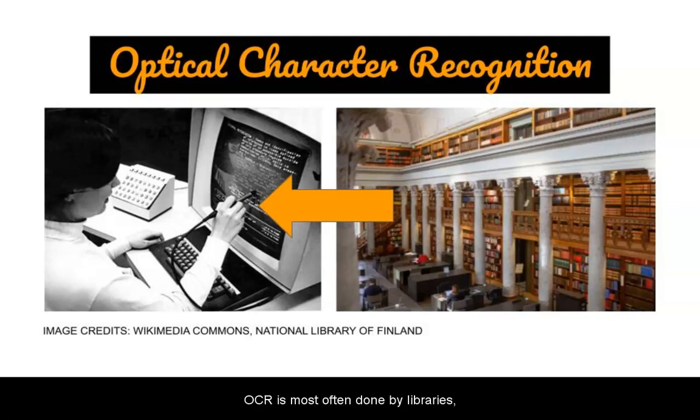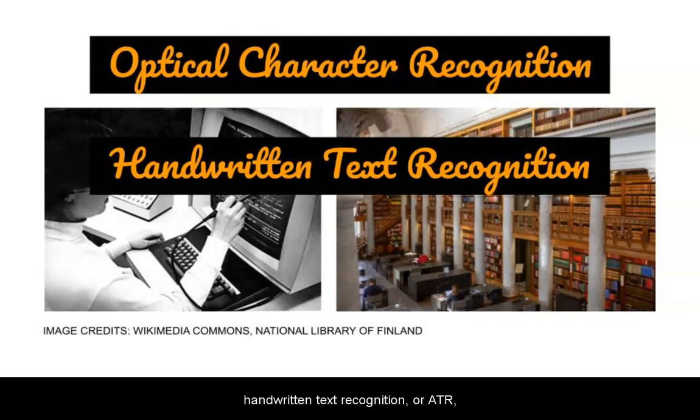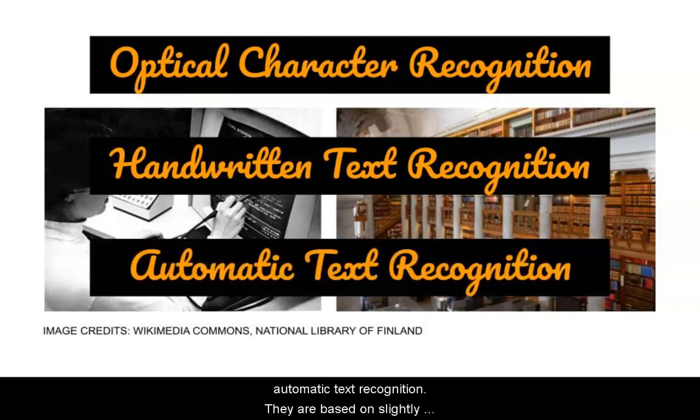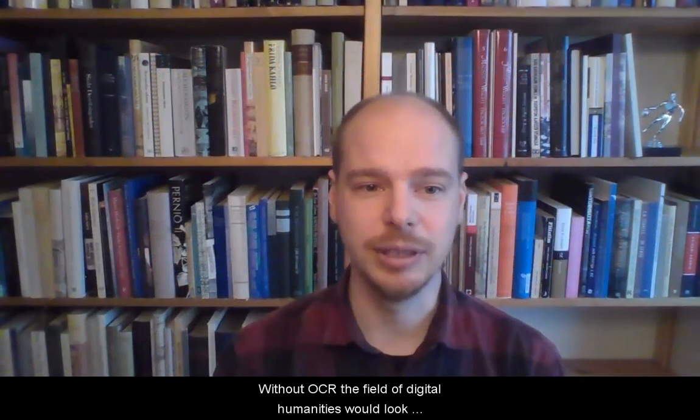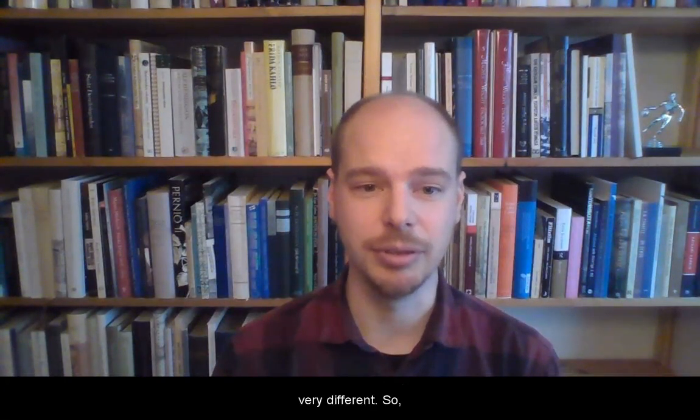OCR is most often done by libraries, museums, or private companies, but you can also do OCR yourself with programs like Transkribus or by doing conversions in Google Drive. Sometimes you will encounter HTR, handwritten text recognition, or ATR, automatic text recognition. They are based on slightly different methods, but are also about converting text into digital form. Without OCR, the field of digital humanities would look very different.